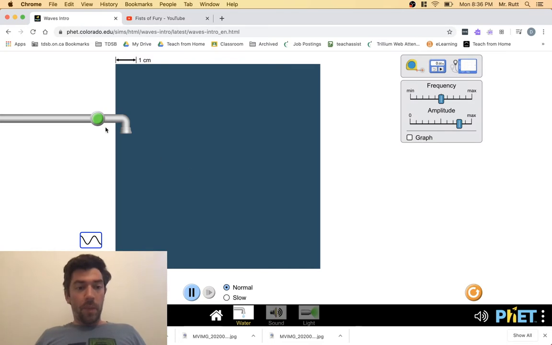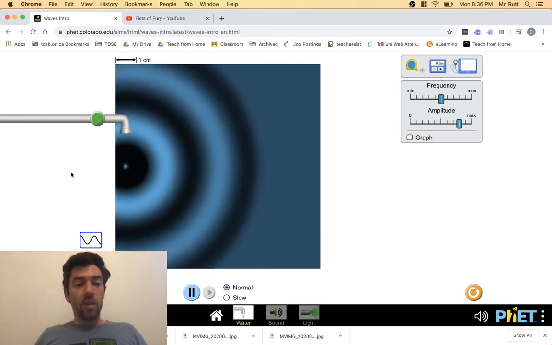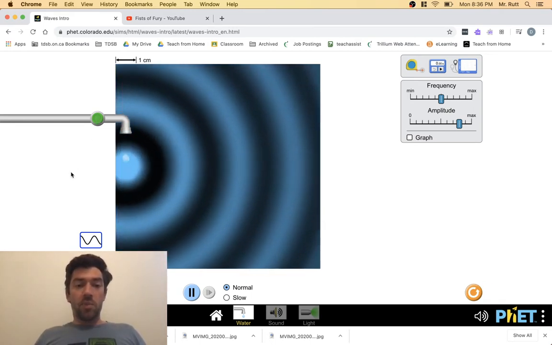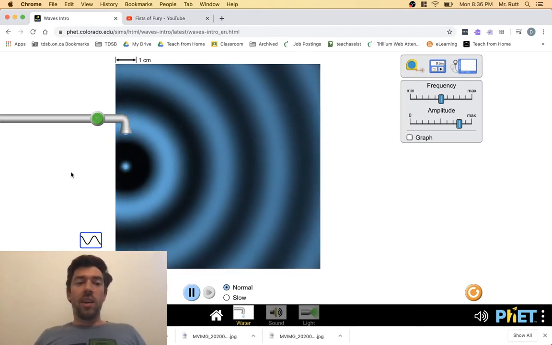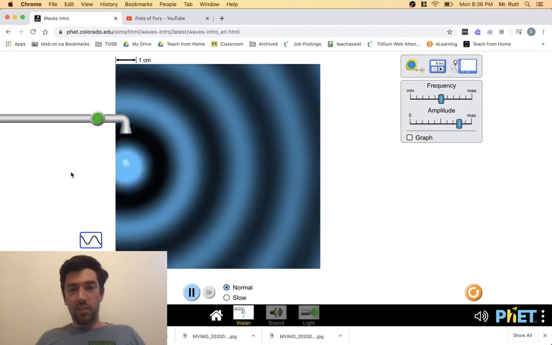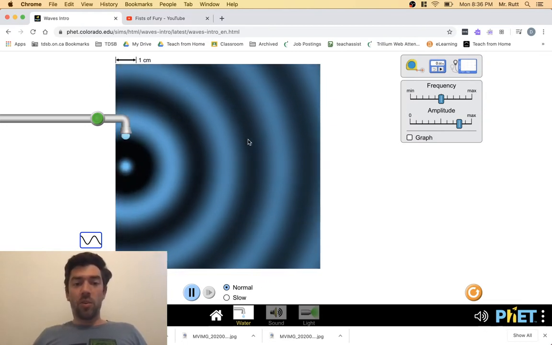So if I press this button here, we have a drop coming out, and it's making a wave pattern. And you've seen this sort of thing before. You drop a stone in the pond, and it looks something like this. You can see the ripples, right? And so this is basically what this is showing.